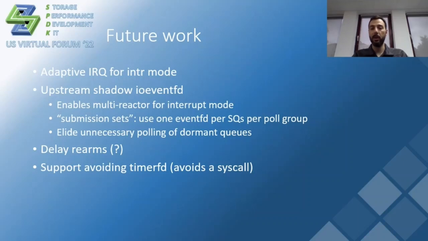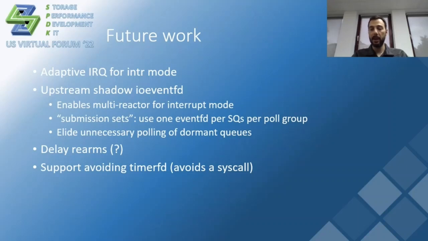There are still a lot of areas to explore that could potentially help to improve performance. Adaptive IRQs are not yet enabled for interrupt mode, and we've seen adaptive IRQs do help increase performance in poll mode. We still need to push on upstreaming of shadow ioregionfd, as in addition to lowering CPU utilization and enabling multiple reactors, it also enables us to use a single ioregionfd for all the submission queues that belong to a poll group, and not having to poll at all dormant queues, as the Linux driver initializes all available queues but only uses as many queues as vCPUs.